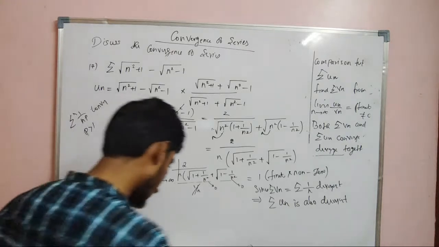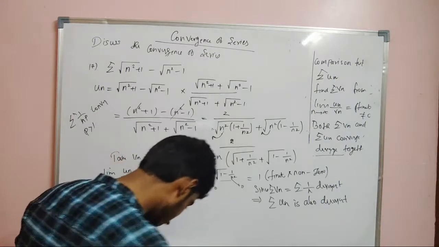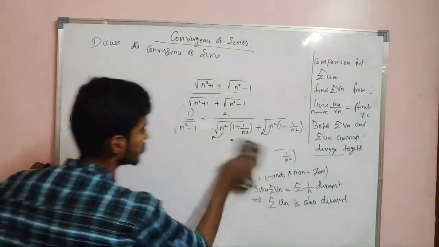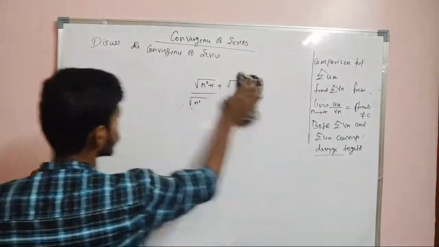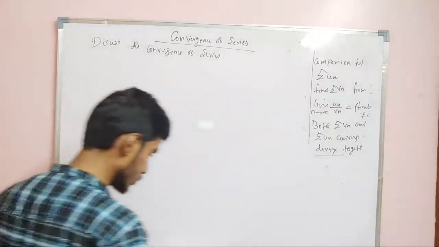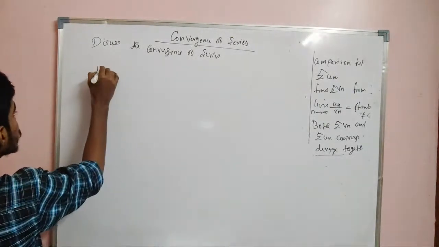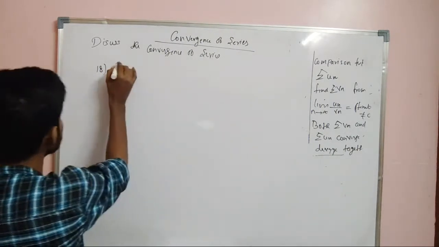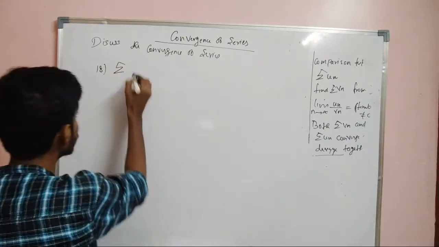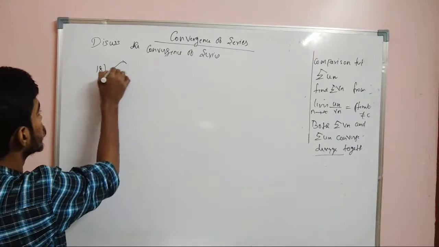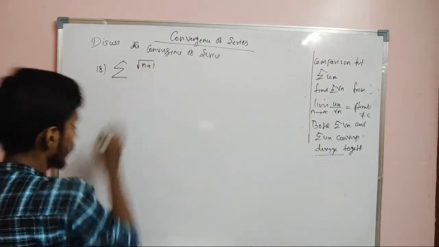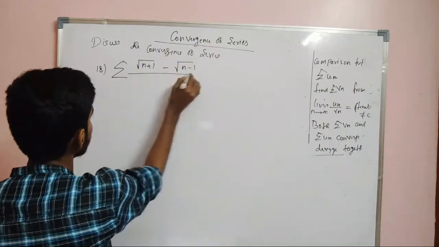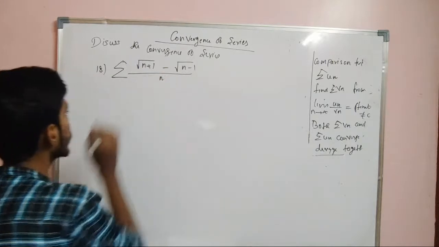So now I move on to the 18th problem. The 18th problem is: discuss the convergence of the series, summation of square root of n plus 1 minus square root of n minus 1, divided by n.